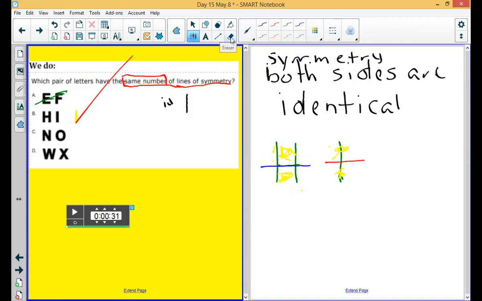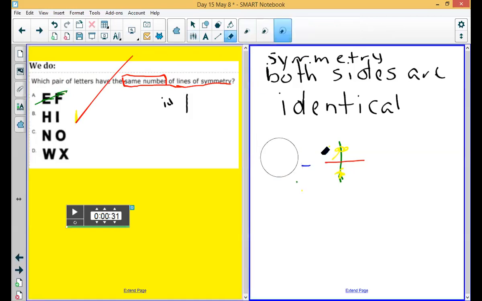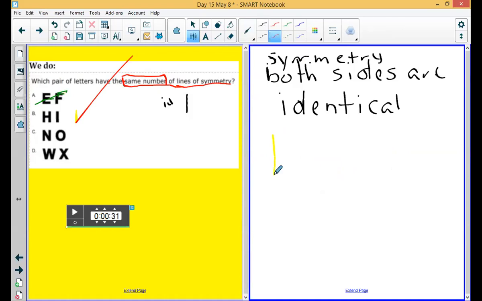Let's draw a line a different way in H and I and see. So now let's write H and I again. And these are box letters. It's kind of hard to do box letters on the computer. So we have one line of symmetry going across. So let's do one straight up and down. If I did one through the middle of I and one through the middle of H, then let's check to see.